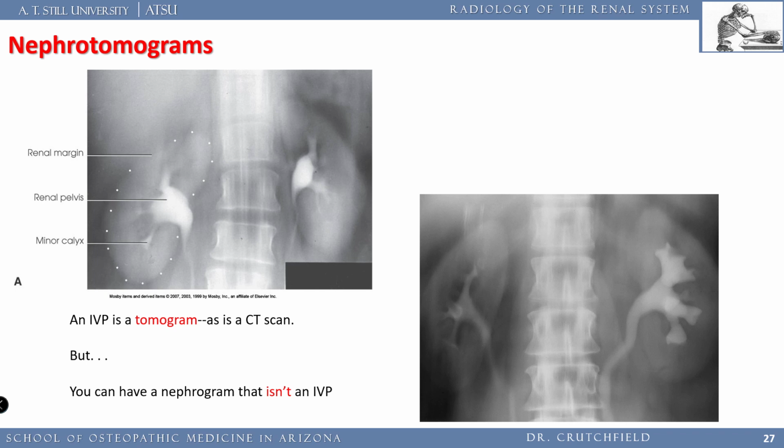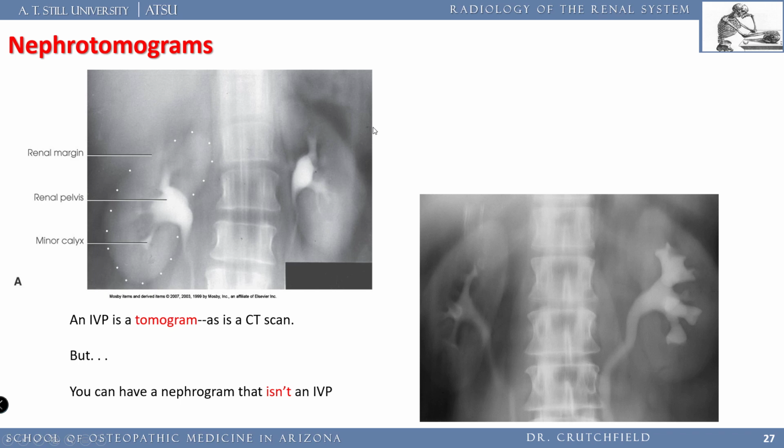If we're looking for a stone, we're going to do a non-contrast CT scan. If we're looking for a mass or a tumor, we're going to use intravenous contrast. So the non-contrast CT scan, no oral contrast, no IV contrast, is done to look for a stone. But if you want a really good CT scan, and CT scan stands for computerized tomography, so intravenous pyelogram is a tomogram, as is a CAT scan.